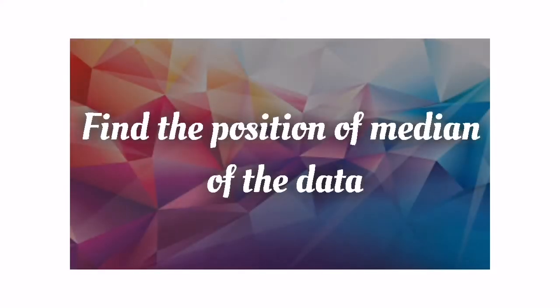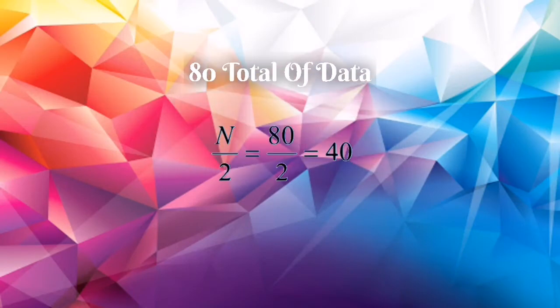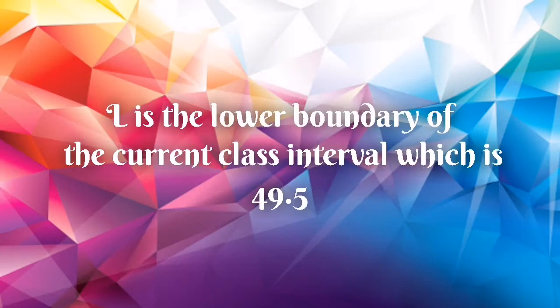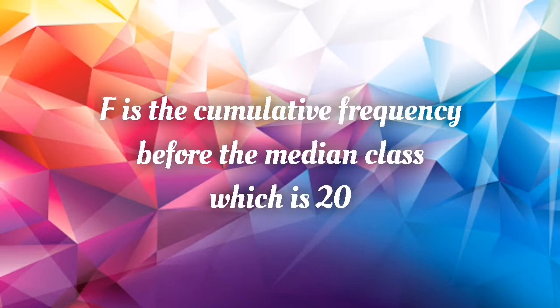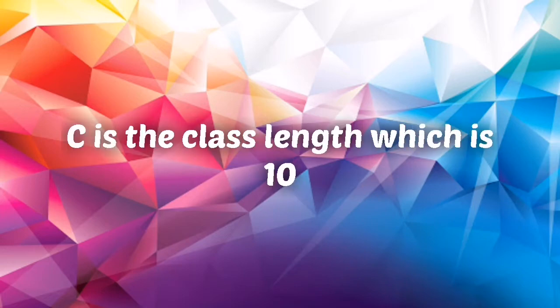First of all, find the position of the median of the data by dividing the total of the data by 2. In this question, we have 80 total data divided by 2 equal to 40. The 40th data is closest to the class interval of 50 to 59. Then L is the lower boundary of the class interval, which is 49.5. Then F is the cumulative frequency before the median class, which is 20. FM is the frequency of the median class, which is 22. After that, C is the class length, which is 10.